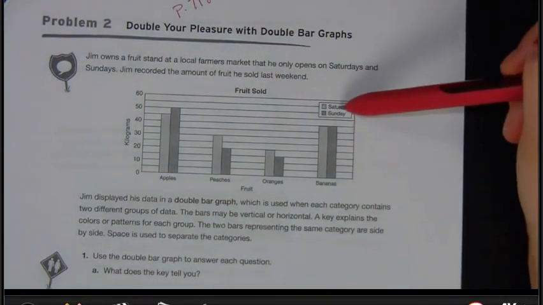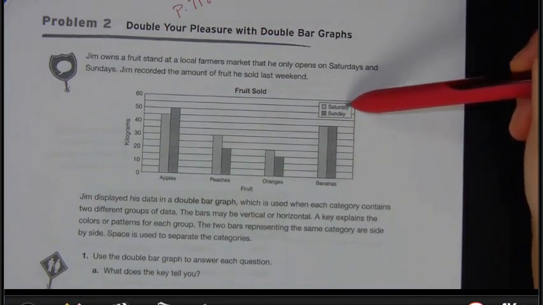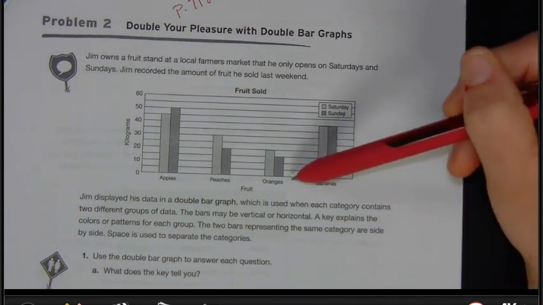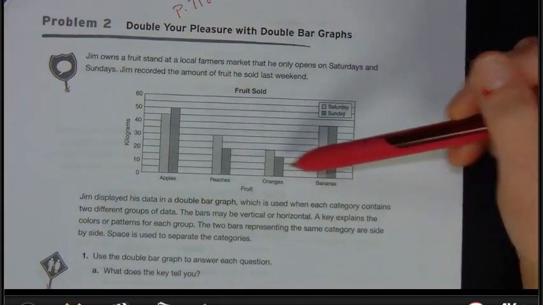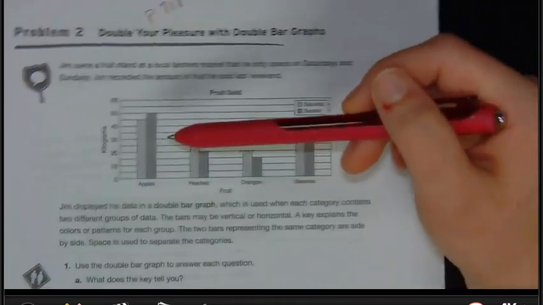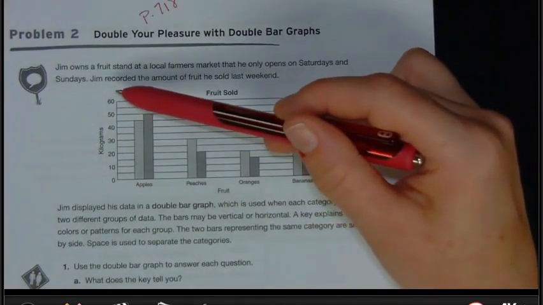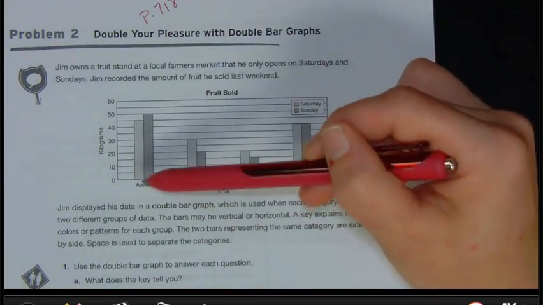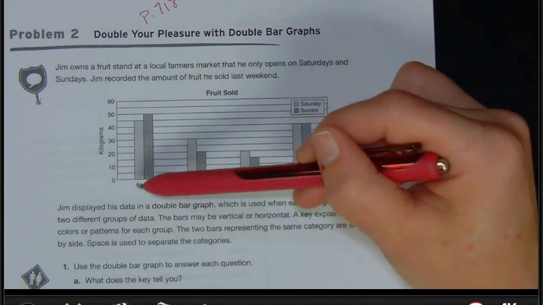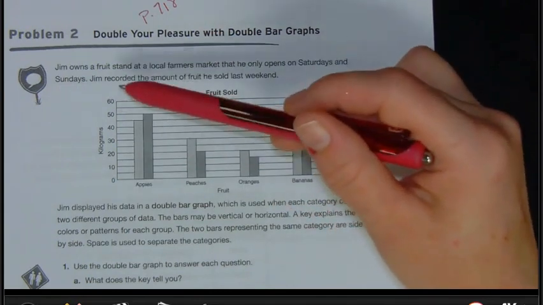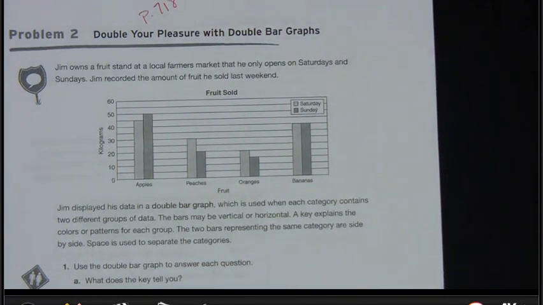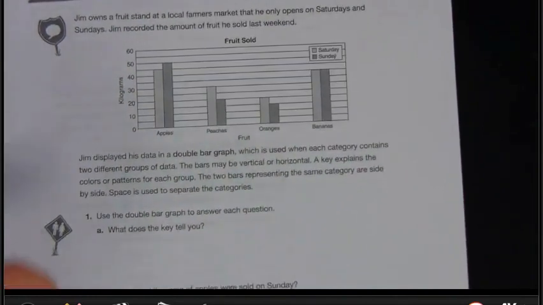Oh, sorry. And if I look at my key here, the lighter color is Saturday, the darker shaded is Sunday. Okay. And so each category, so between each of the fruits, I have space in between. And it looks like the amount that I sold is on the left, which is going to represent how high my bar is. So my bar height for each day, so for Saturday and Sunday, represents how many kilograms of each of that fruit that I sold. Okay. All right, so use the double bar graph to answer the following questions.